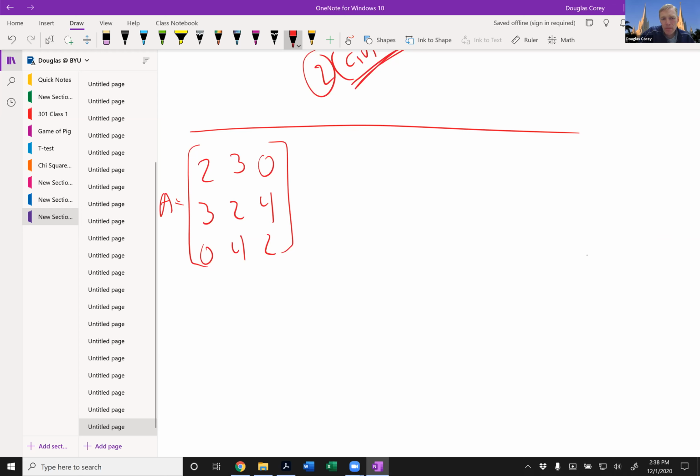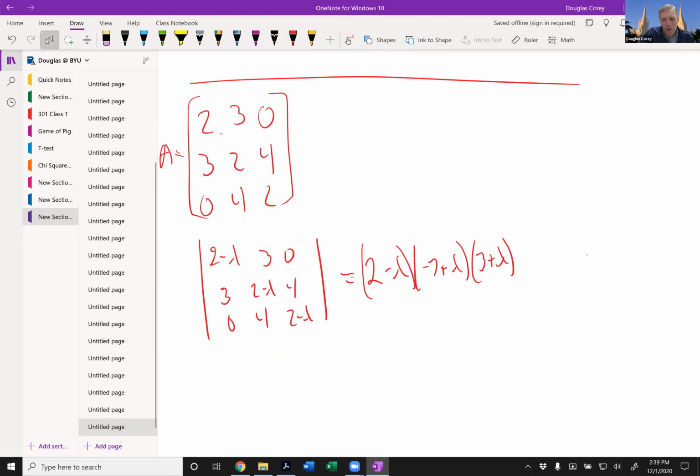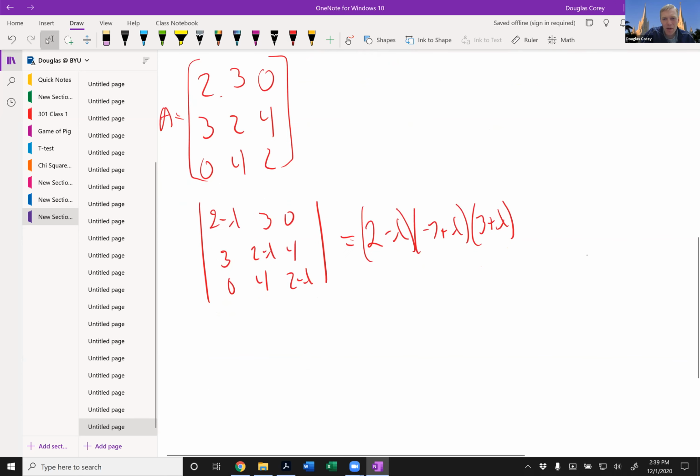I'm going to find the eigenvectors, right? Yeah, find the eigenvectors, which means I have to find the eigenvalues. So the first thing is really finding the eigenvalues. I'm going to subtract lambda off: 2 minus lambda, 3, 0, 3, 2 minus lambda, 4, 0, 4, 2 minus lambda. Take the determinant and factor down, and I end up getting 2 minus lambda, minus 7 plus lambda, and 3 plus lambda. Now I didn't do that in my head. I already worked through this. That was some figuring out the determinant and factoring things down. So I now know that the lambdas are 2, 7, and negative 3.